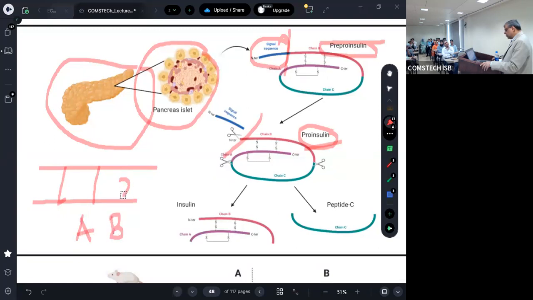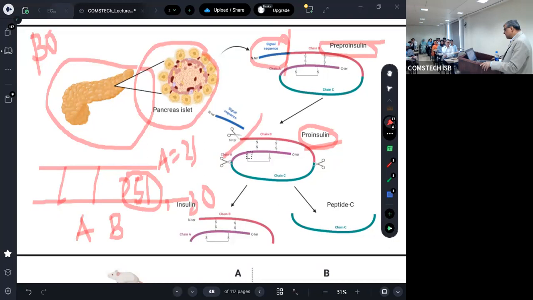Insulin has 51 amino acids, right? So in the A chain, how many amino acids? 21. And the B chain, how many? 30. So how to remember it? If you write B, look, if this is 3, this is B, that means in the B chain, 30 amino acids. Remember this, a very simple solution. A chain, B chain.